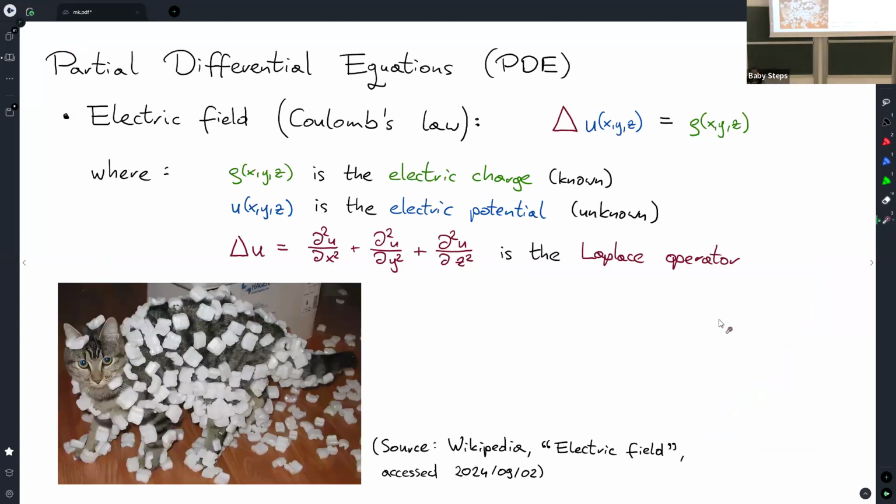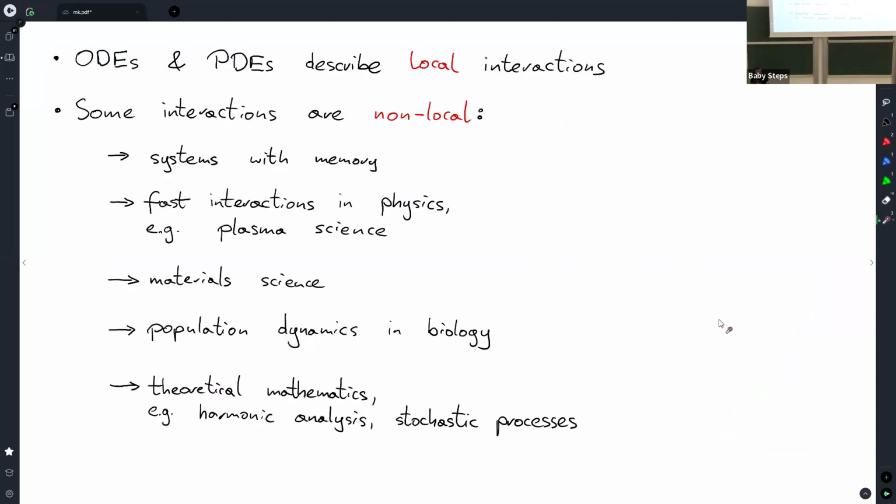But this talk is not about partial differential equations in this sense. This is about non-local partial differential equations, non-local PDEs. Well, ODEs and PDEs, the differential objects, describe what is called the local behavior of various phenomena, various objects. But often you encounter things that behave non-locally. And here are some examples.